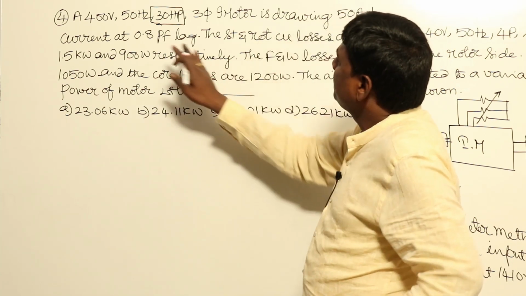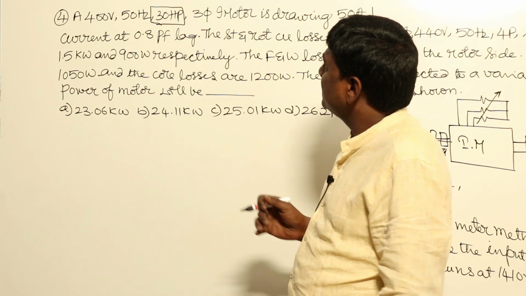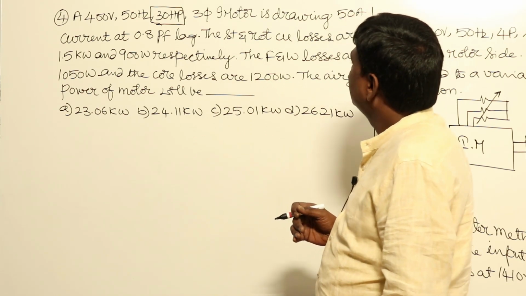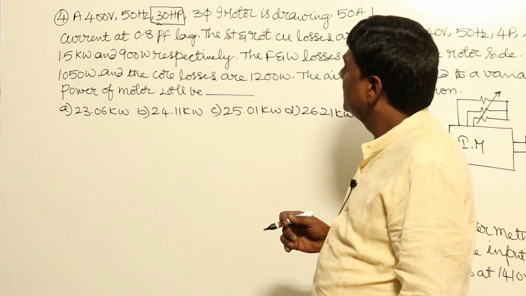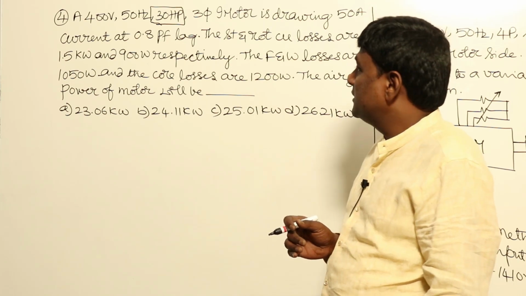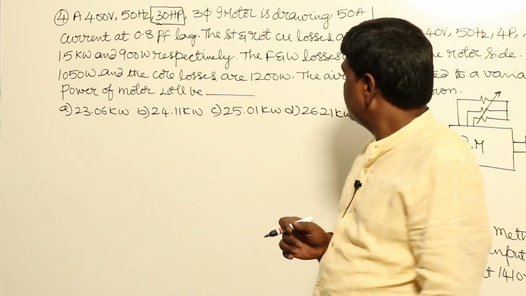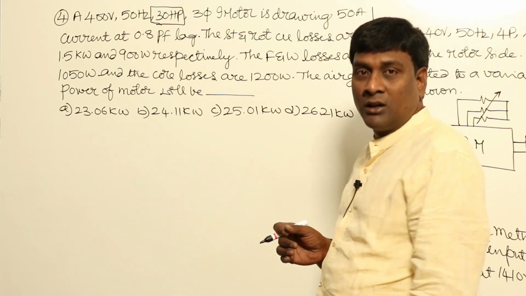Anyway, the 3-phase induction motor is drawing 50 amperes current at 0.8 power factor lag. The stator and rotor copper losses are given, and the friction and windage losses are given. Core losses are given. The air gap power of the motor will be.